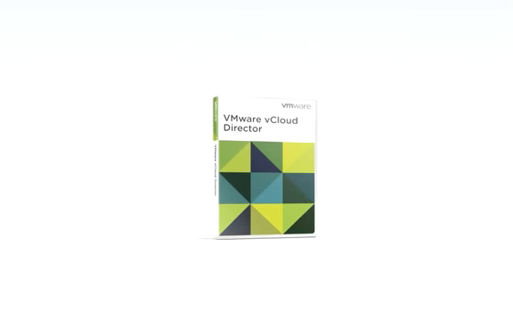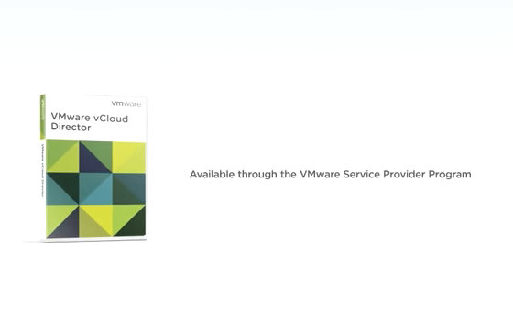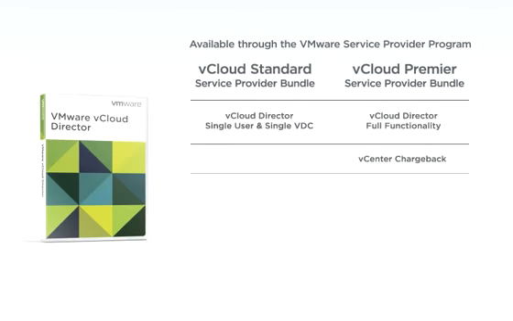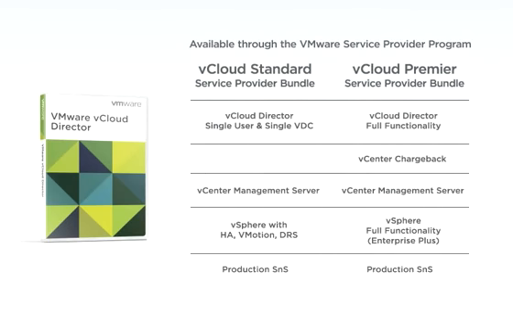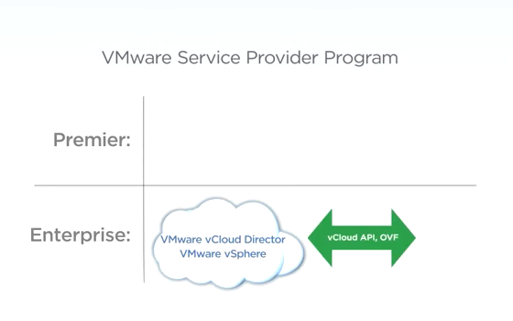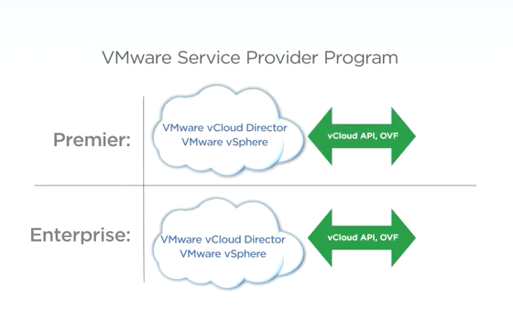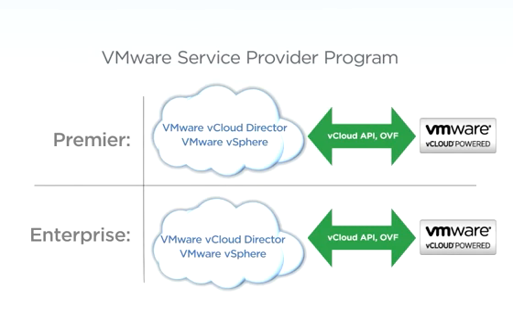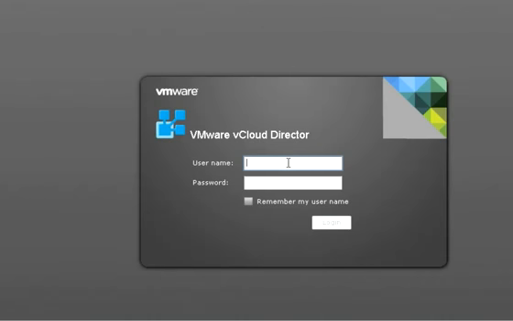VMware vCloud Director is available through the VMware Service Provider Program, VSPP, on a monthly rental basis via two bundles, vCloud Standard Service Provider Bundle or vCloud Premier Service Provider Bundle. Service providers at the enterprise and premier level of VSPP offering cloud-based services on VMware vSphere and vCloud Director are eligible to apply for the vCloud-powered technology badge. In this section, we will show you the key features and functionality of VMware vCloud Director.